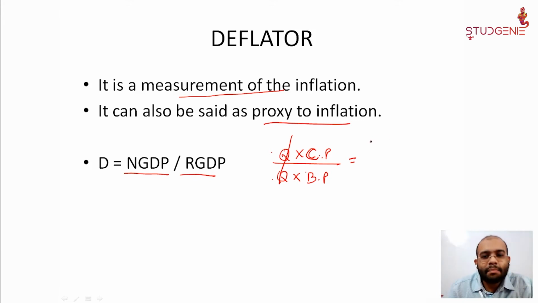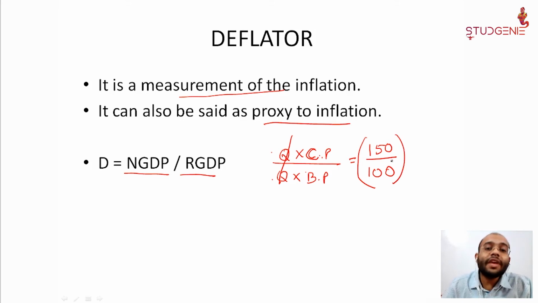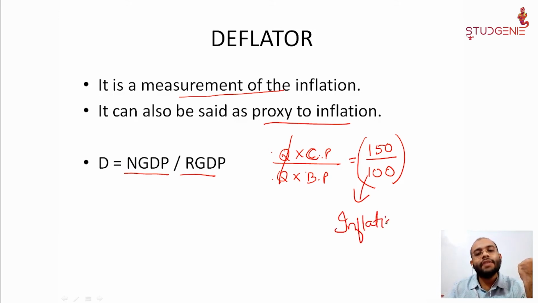Considering our example, we took that in the current price, 1 kg of apple was costing 150. In the base year price, it was costing rupees 100. So will this not denote the rate of increase of prices, the increment in prices that happened from the base year till date? And what is inflation? Increase in the prices of goods and services is nothing but inflation. So therefore, doesn't it denote inflation in that particular 1 kg of apple? So therefore, the deflator is known as a proxy to inflation.